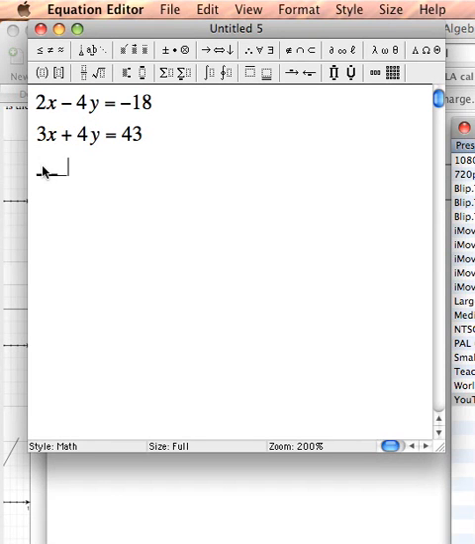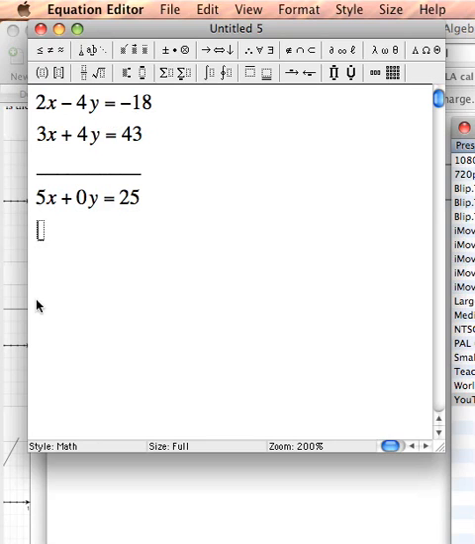Then, well, if I go ahead and just add vertically as each column, this should cancel. Watch. So if I start by adding my x's, I have 2x and I add 3x. Well, now I have 5x. And if I have negative 4y plus 4y, that is 0y. I'm going to add plus 0y and equals negative 18 plus 43 is 25.